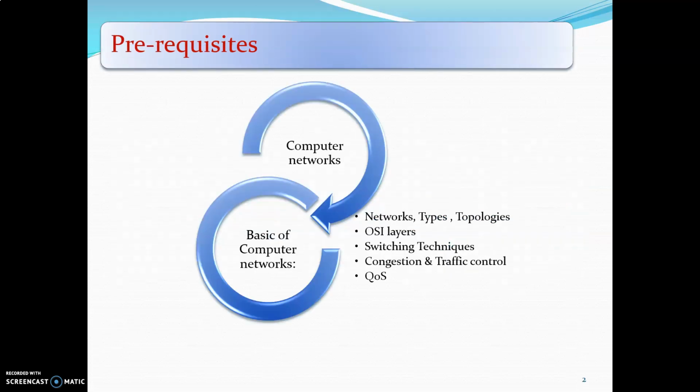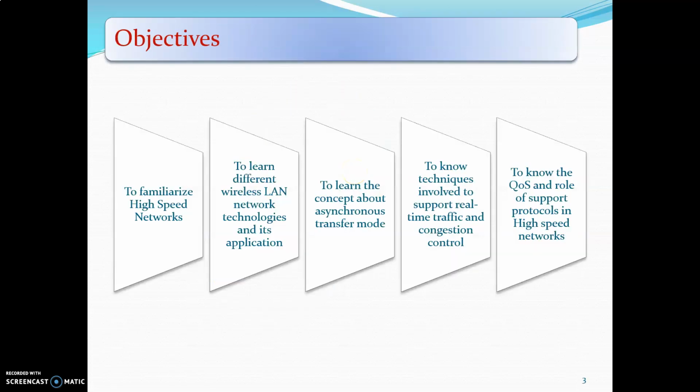Next we see the objectives. The objective is to familiarize high-speed networks and to learn different wireless LAN network technologies and their applications. The third objective of the course is to learn the concept of ATM, to know techniques involved to support real-time traffic and congestion control. The last one is to know the quality of service and the role of support protocols in high-speed networks.